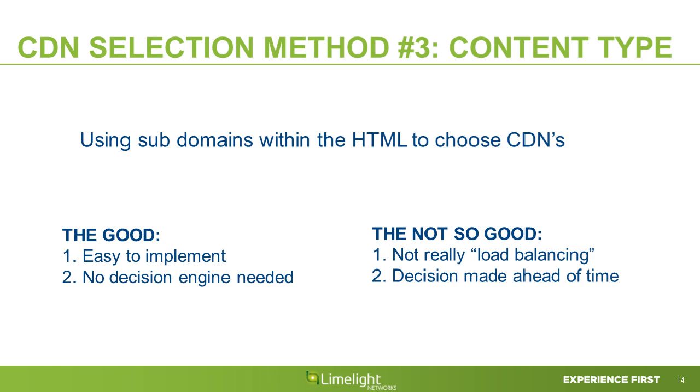The not so good: it's not really load balancing. If you put in a publish host for CDNA to deliver all of your static content, then that's what's going to be delivering all of your static content. And vice versa, if you're using CDNB to deliver all your dynamic, then that CDN will be delivering that dynamic traffic. If anything happens to that CDN, or if they're having a hard time delivering in a certain region, it's not going to help. You're not doing any type of load balancing.